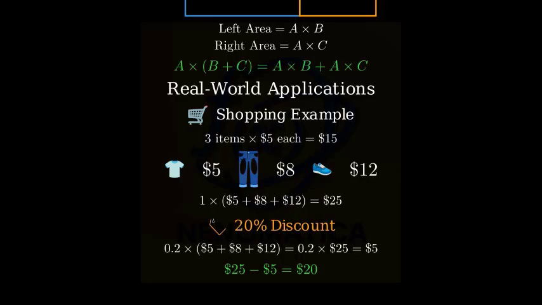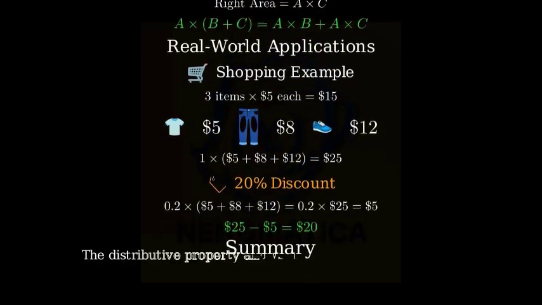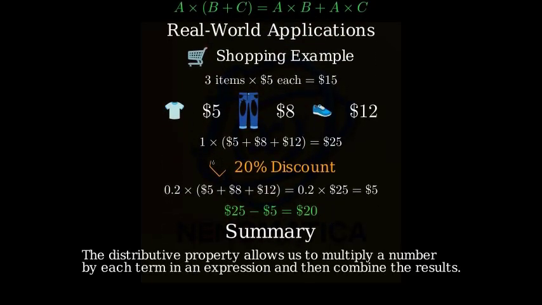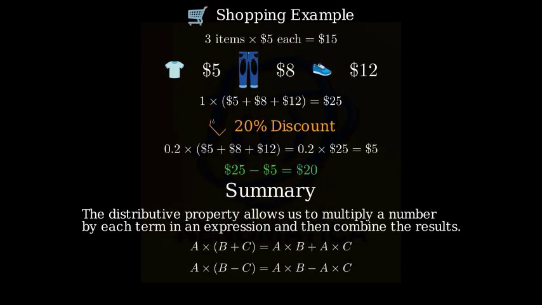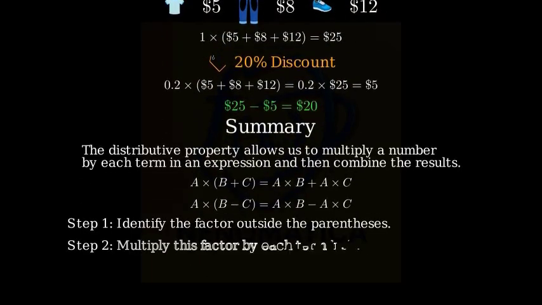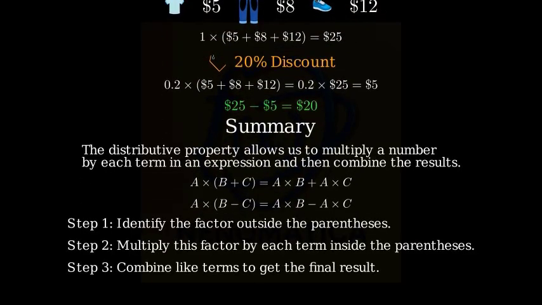To summarize what we've learned today, the distributive property allows us to multiply a number by each term in an expression and then combine the results. Mathematically, a times the quantity b plus c equals a times b plus a times c. Similarly, a times the quantity b minus c equals a times b minus a times c. To apply the distributive property, step 1, identify the factor outside the parentheses. Step 2, multiply this factor by each term inside the parentheses. Step 3, combine like terms to get the final result.